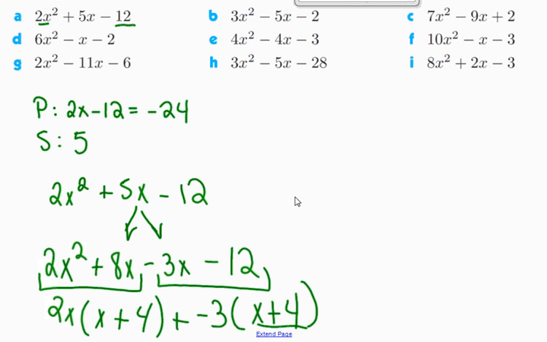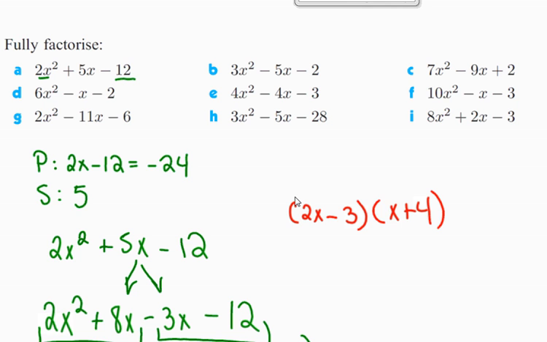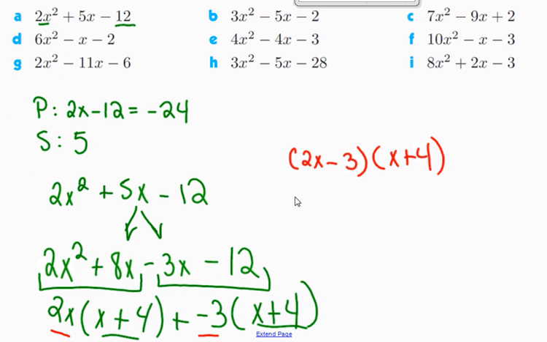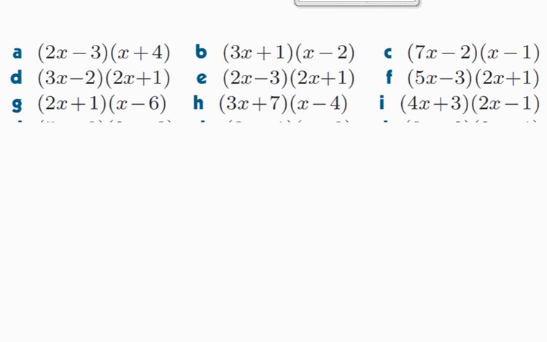So good, we've got the same binomial inside of our brackets. So we'll factor out, from what we have left, our 2x minus 3. And we'll have that times our x plus 4. So now it's fully factored. And if you could do that with several of the following examples, and then you can just check your work on the next page. So here are those answers. And that's it.